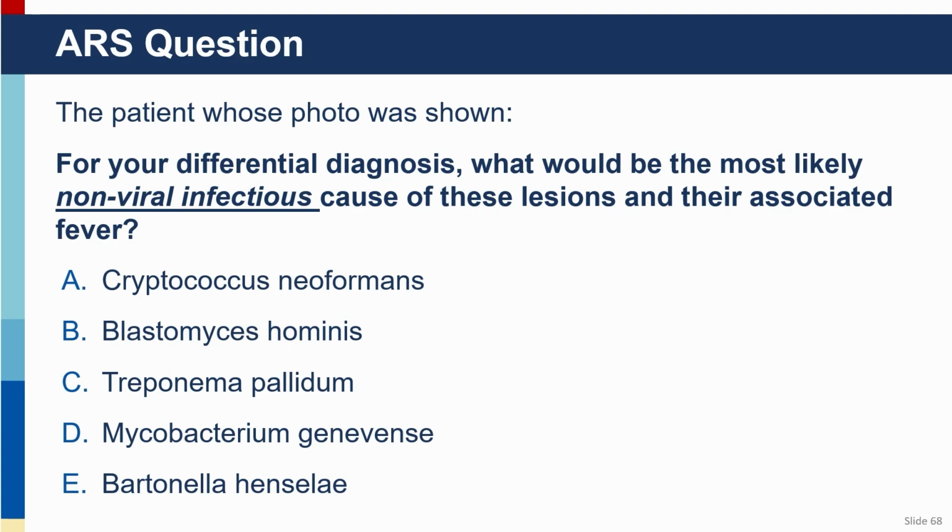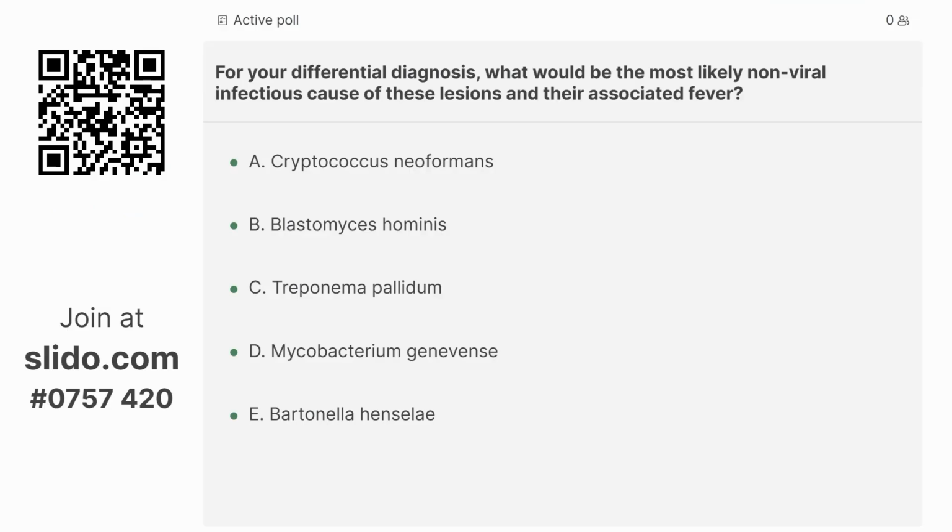So is it Cryptococcus, Blastomyces, T. pallidum, M. genevense, Bartonella henselae? These are a lot of names that are meant just to confuse and intimidate you. Some of these, like Blastomyces, I think on any exam, that's always the wrong answer. And probably the same as Mycobacterium genevense.